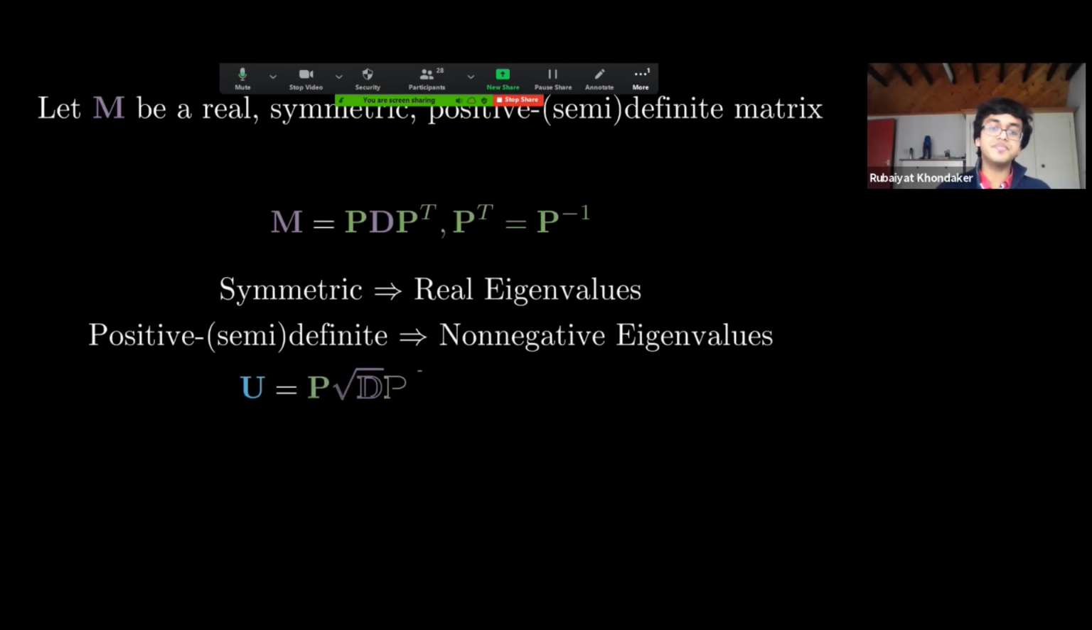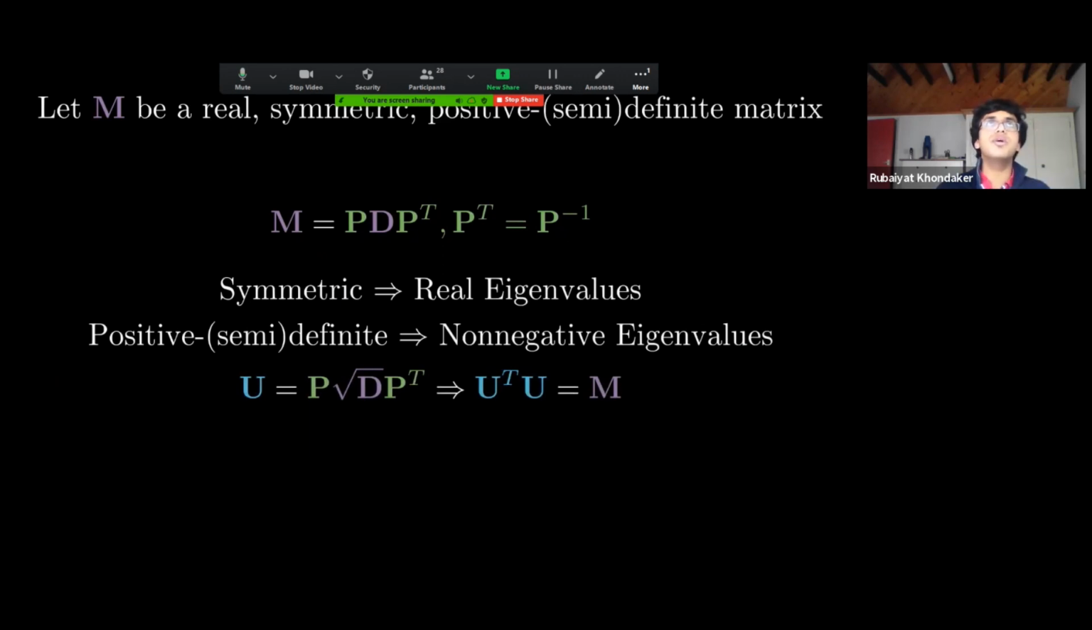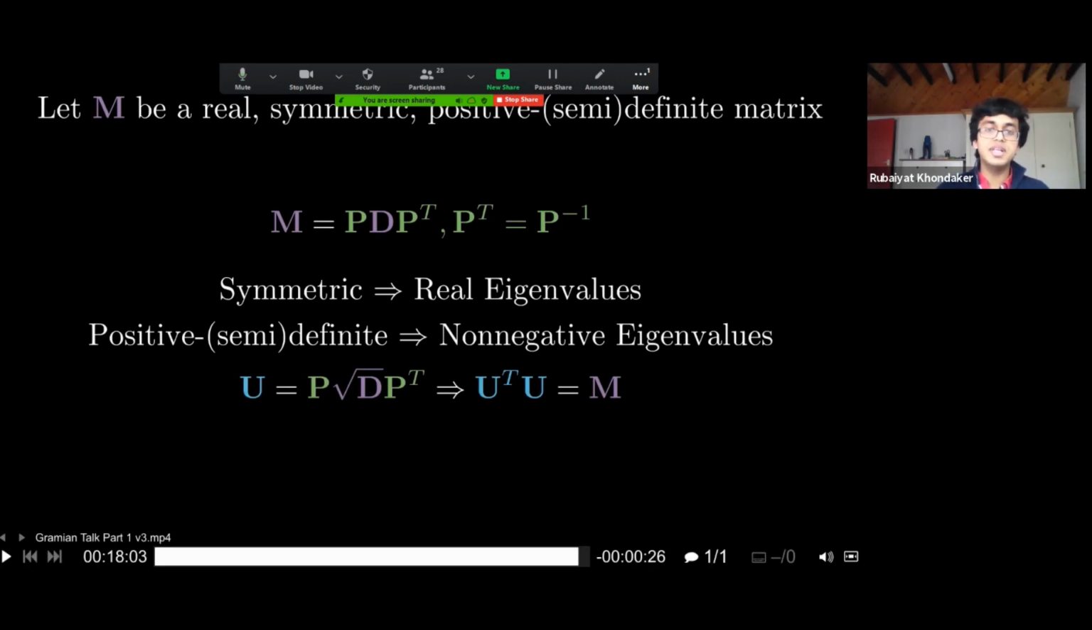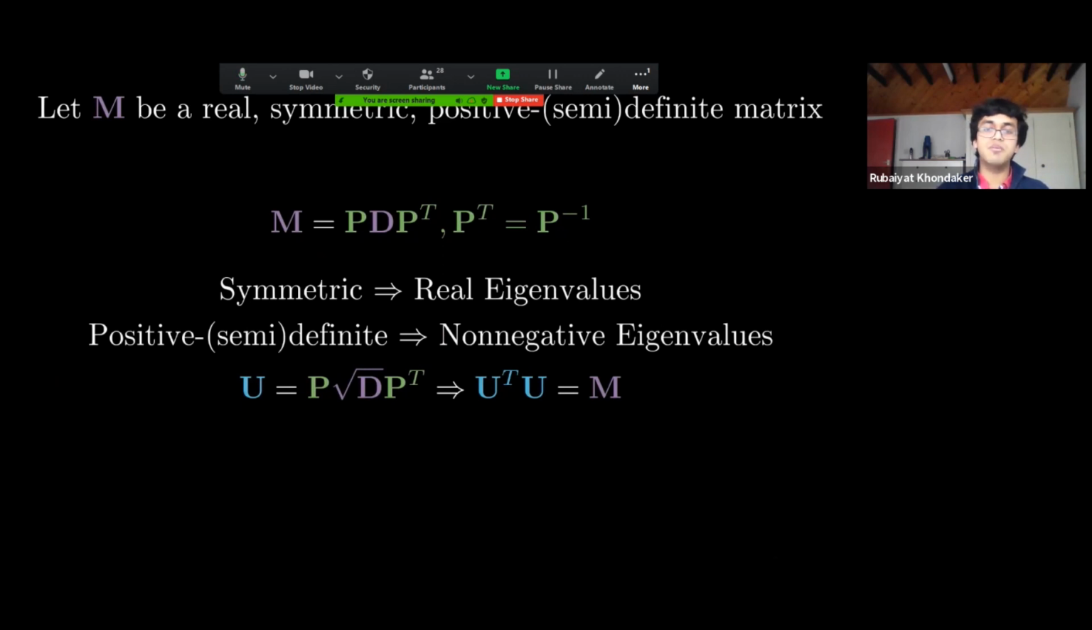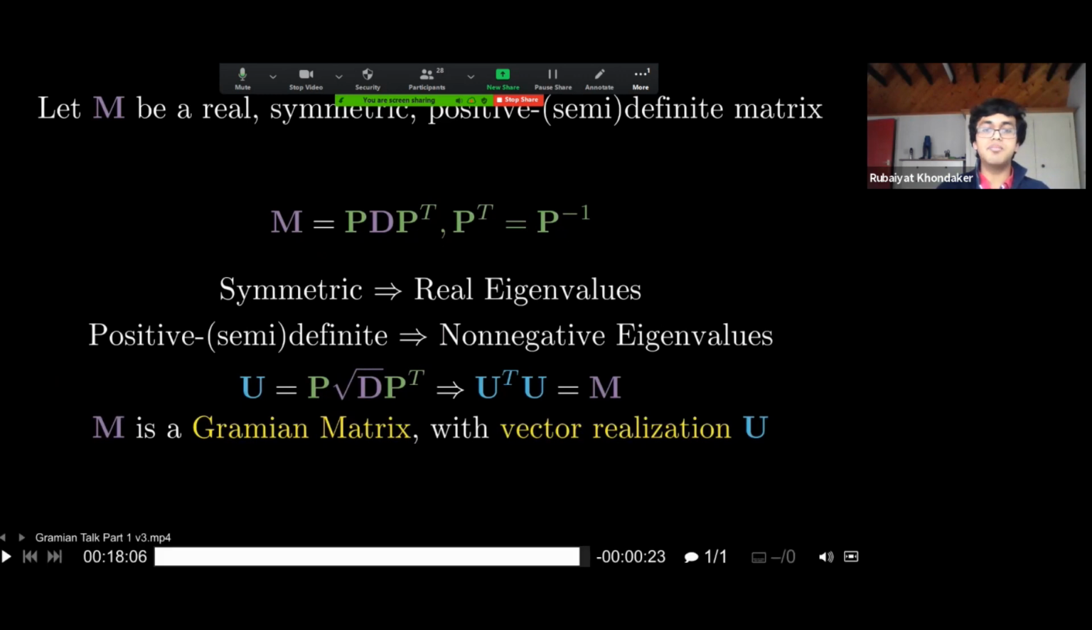So what you can do is write U as P square root D P transpose, where when you take the square root of a diagonal matrix, you just take the square root of the diagonal entries. And you're allowed to do that because they're all non-negative. Then you have that U transpose U equals M. And what that means is that M is a Gramian matrix, and the vectors for which it is a Gramian matrix are precisely the vectors described by U.